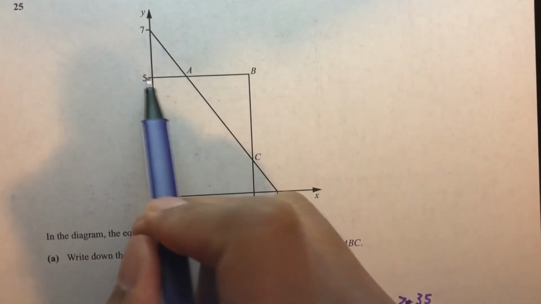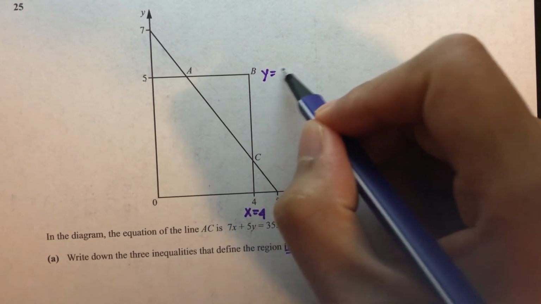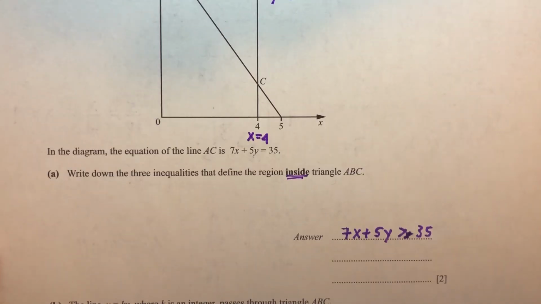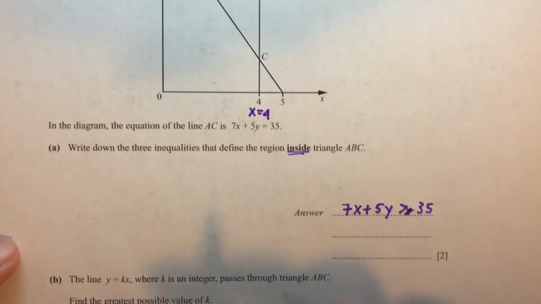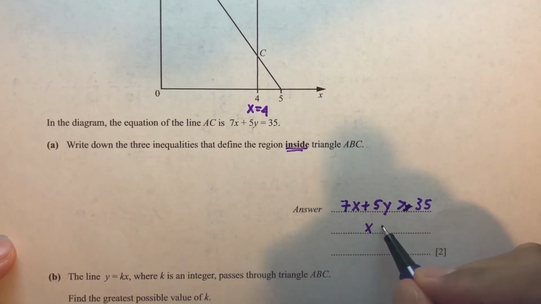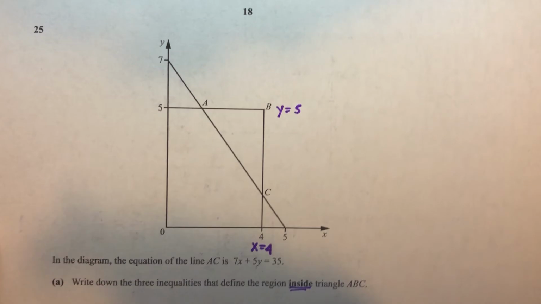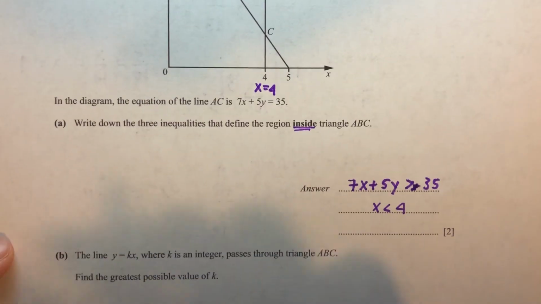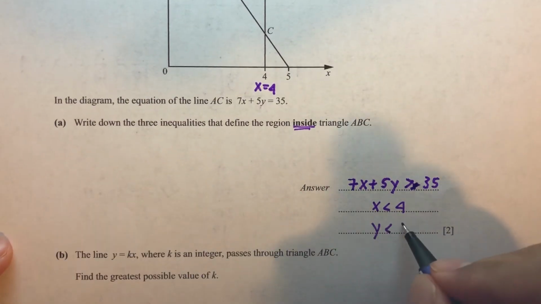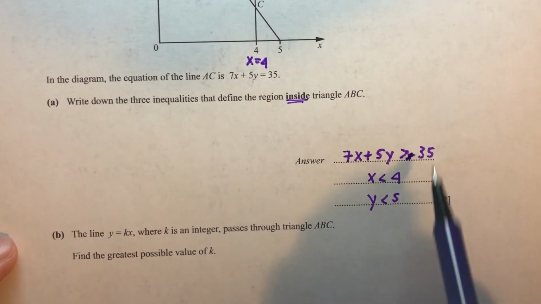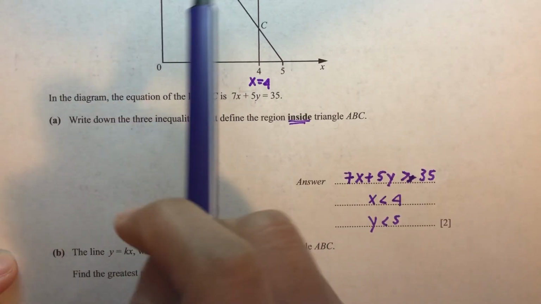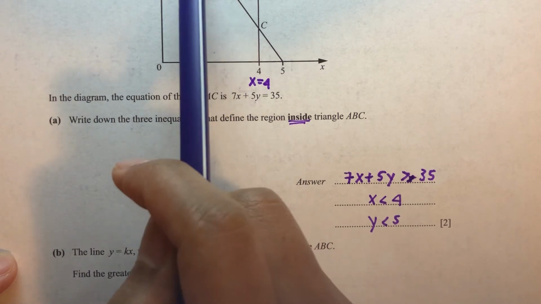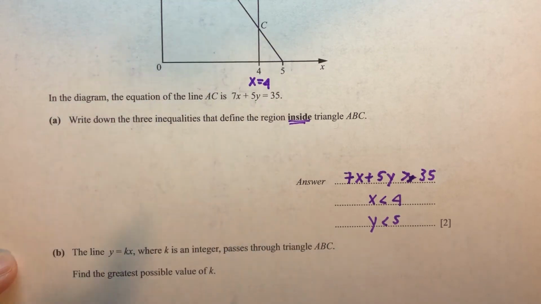And this is the line y equal to 5. So it needs to be less than 4, so that will be x less than 4. It needs to be less than 5, so that'll be y less than 5. So these will be the three equations defining the region inside the triangle ABC.